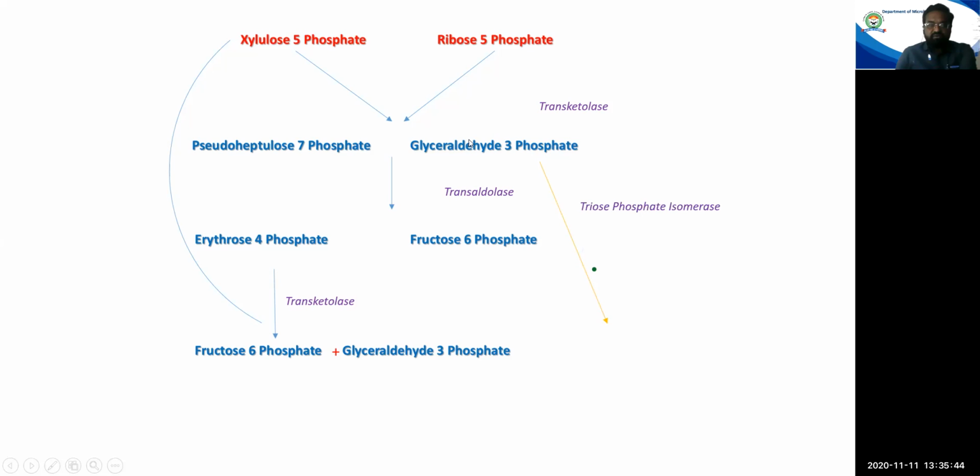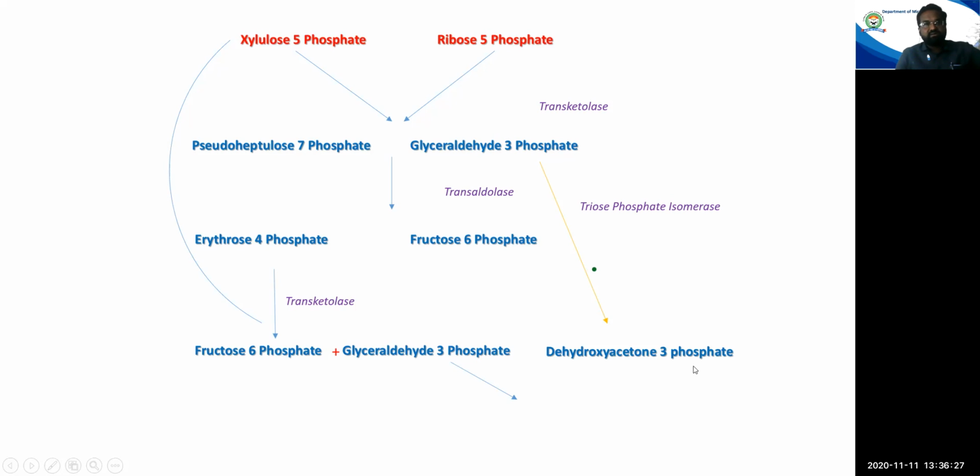Now, this glyceraldehyde 3-phosphate, which is being formed here as a result of this transketolase enzyme, if suppose it is not being utilized, there is one more possibility that another enzyme called triphosphate isomerase may act upon glyceraldehyde 3-phosphate. If you remember your EMP pathway, in EMP pathway there is one splitting reaction. What happens? Fructose 1,6 biphosphate gets broken down into glyceraldehyde 3-phosphate and one more compound, that is dihydroxyacetone 3-phosphate.